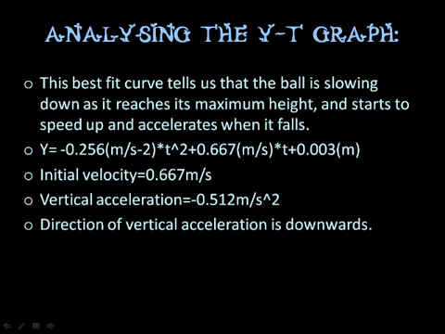From the vt graph obtained, we have analyzed that the gradient of the best fit line is negative such that the vt graph is downward sloping. This indicates that the tennis ball undergoes uniform deceleration till it reaches its maximum height, where velocity is 0, after which the tennis ball experiences uniform acceleration in the opposite direction. The formula for v is negative 0.512 meter per second squared times t plus 0.679 meter per second. The initial velocity of the tennis ball is 0.679 meter per second, and the vertical acceleration of the tennis ball is negative 0.512 meter per second squared.